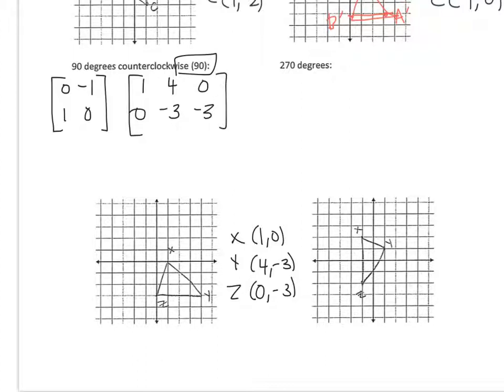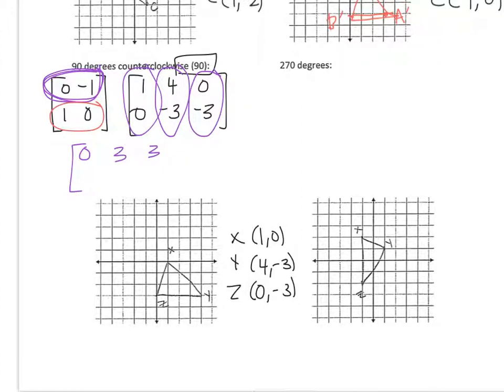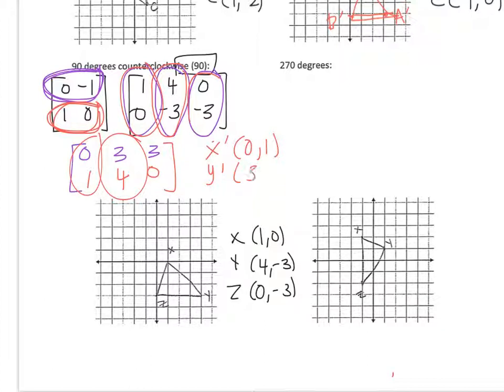So you're going to multiply these matrices. When you multiply the first row by the first column, you get 0. First row by second column, you get 3. First row by third column, you get +3. Second row by first column, you get 1. Second row by second column, you get 4. Second row by third column, you get 0. So that means that X prime is 0, 1. Y prime is 3, 4. And then Z prime is 3, 0.